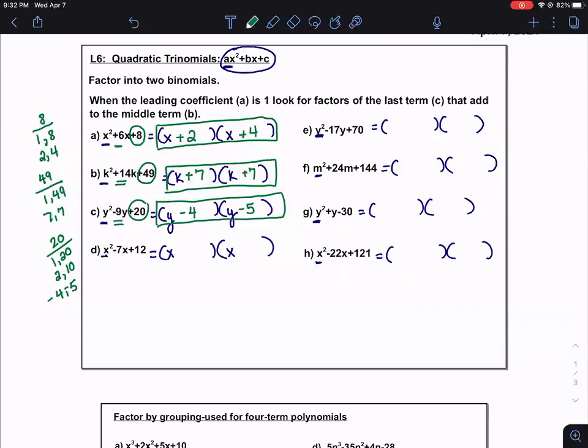Finally, the last one, x and x is x squared. So I need 2 numbers that multiply to positive 12, but add to negative 7. 1 and 12 will never get me to 7. 2 and 6 will never get me to 7. 3 and 4 will, so I need to multiply to a positive 12, but add to a negative 7. 2 negatives multiply to positive 12, but add to negative 7, and there are your factors. Okay, so I'll open for questions at this point. I'm going to give you guys a few minutes to try E, F, G, and H without me. Maria, you can now ask your question.